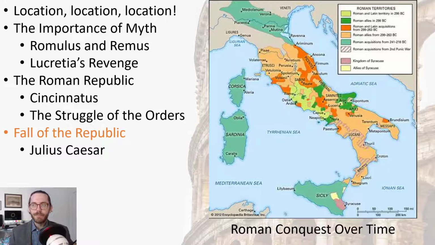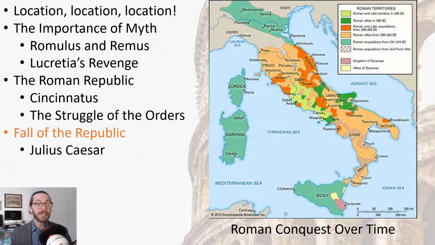Over time, numerous problems develop in the Roman Republic. Over time, the Roman Republic starts conquering various parts of the Mediterranean. Its eyes extend beyond just the Italian peninsula, and over time, Rome will conquer other parts of the Mediterranean. Now, we're going to talk about Roman conquest in a future lecture, so I don't want to talk about it too much today because that's a different topic for a different time. But just know that Rome is conquering more and more territory.